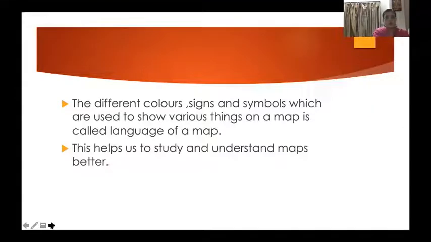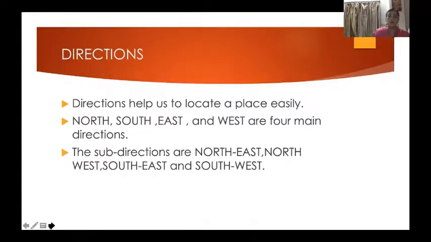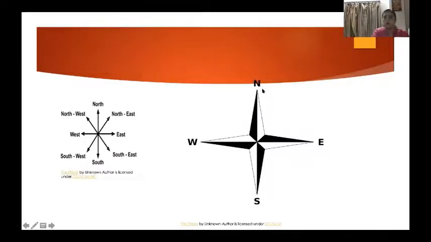The first thing we are going to learn about is directions. Well, children, directions are the most important part of a map. Remember, directions are the most important part of a map. They help to locate a place easily. And you all know, children, you have already learned that north, south, east, and west are the four main directions.